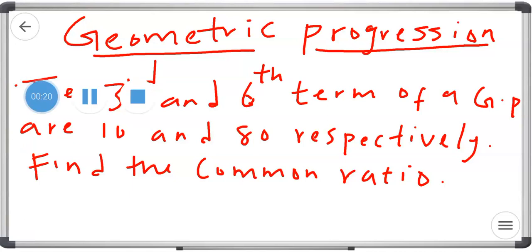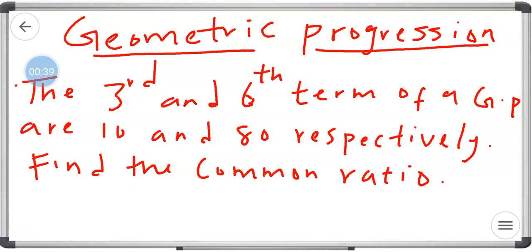Today, we'll be considering this question under geometric progression. The third and sixth term of a geometric progression (GP) are 10 and 80 respectively. Find the common ratio. The common ratio is denoted with small r.